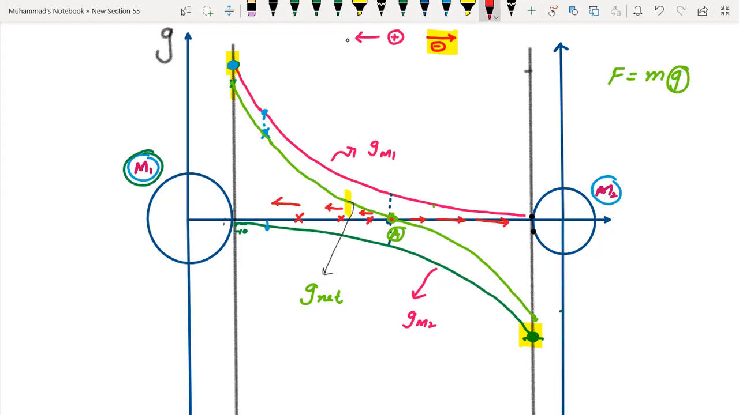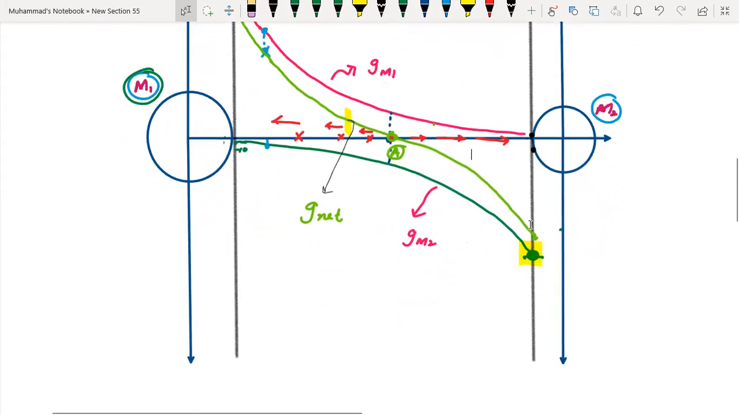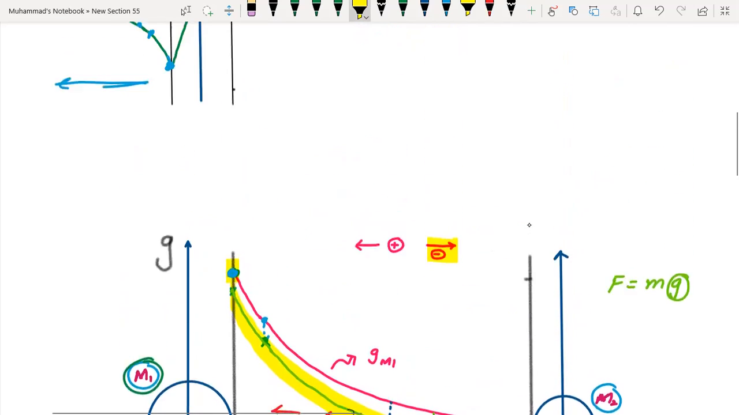So from the surface of this planet to point A, the net gravitational field strength is towards mass m, and after point A to the surface of this mass, the net gravitational field strength is towards mass m2, or towards the right direction. So the net gravitational field strength is plotted like this. So in the exam, if you are supposed to draw the net gravitational field strength, then you will have to draw only this curve.